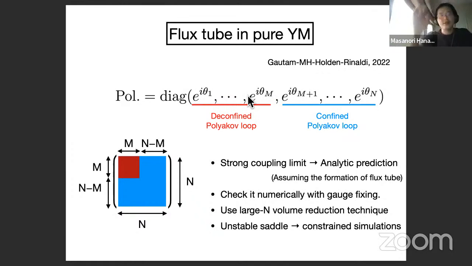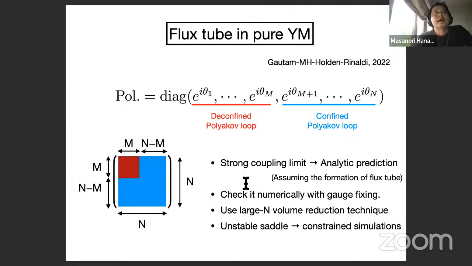More specifically, we used a static diagonal gauge, and after taking the static diagonal gauge, we still have a residual permutation symmetry, but we fix the permutation symmetry such that this part gives a uniform distribution and this part gives a non-uniform part. And we can argue that that is actually the right way of gauge fixing to see this kind of splitting in color space.